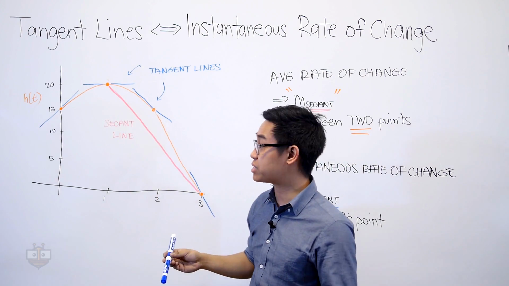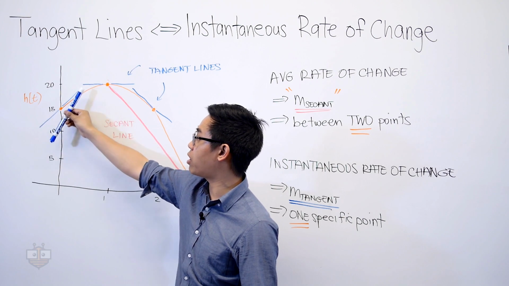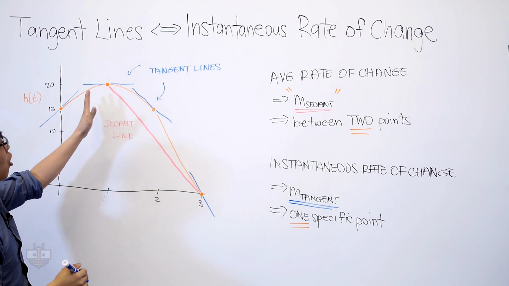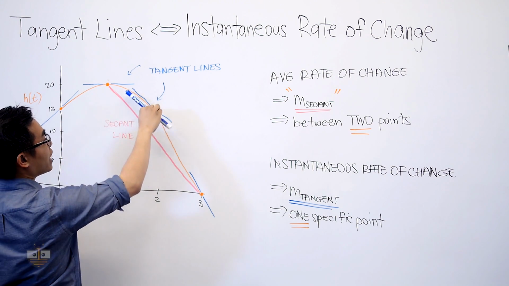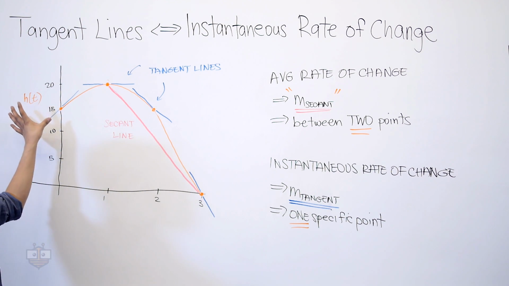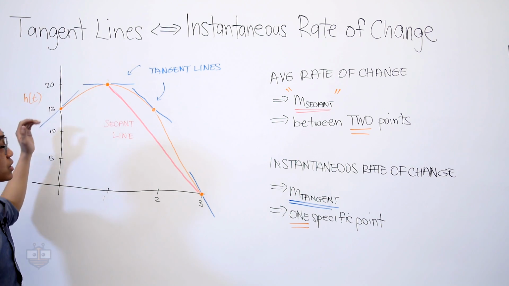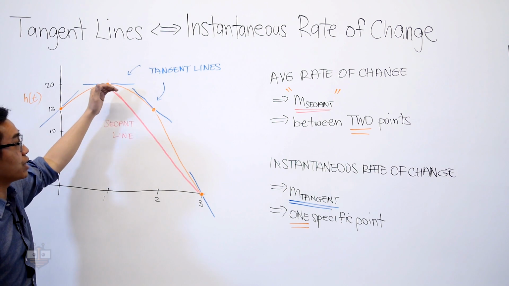You can also see that the tangent lines to the left of t equals 1 would all be positive. These are positive slopes because they go up and to the right. All the tangent lines to the right of t equals 1 have negative slopes. They're going down and to the right. So why are the slopes positive to the left of t equals 1? Because it's rising. It's going upwards. Why are they all negative over here? Because the function is decreasing.